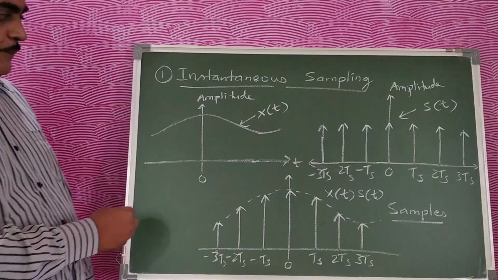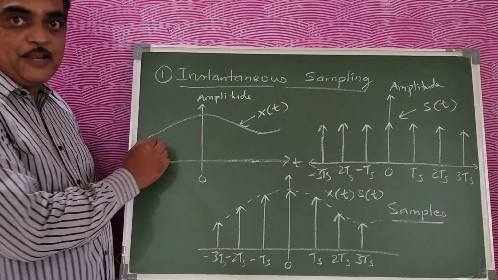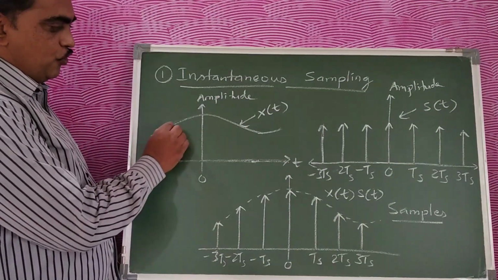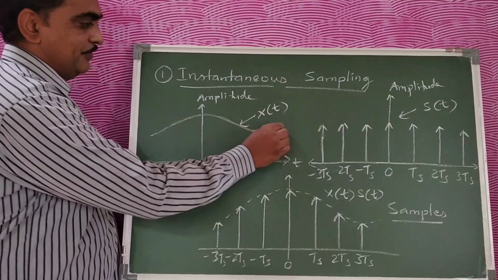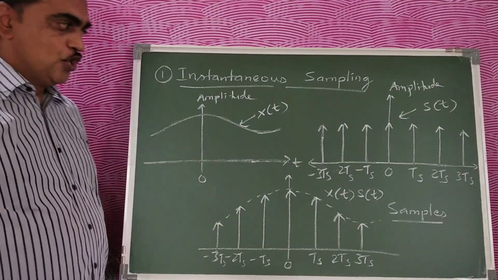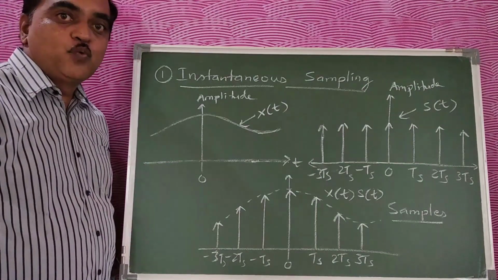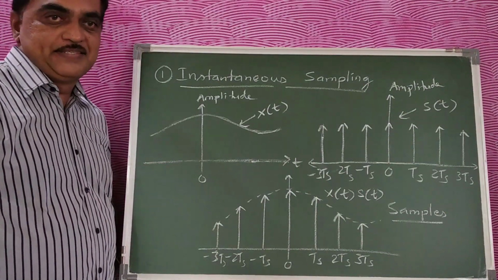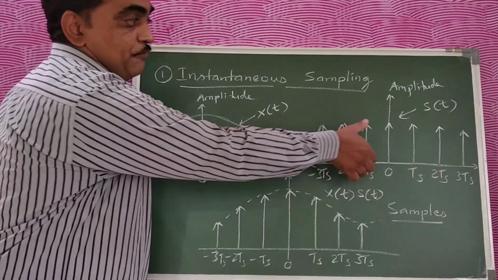Now, as I have shown here, this is the analog wave, which is going to vary like this, and that analog wave we want to convert into samples. So to do that, we require a train of impulses. Now these are your train of impulses.